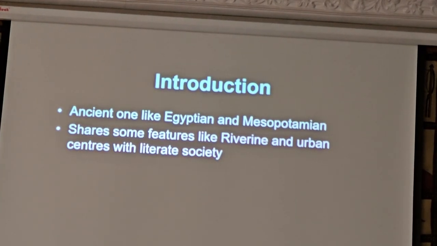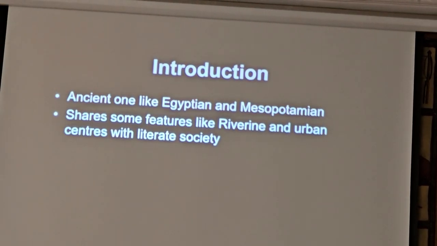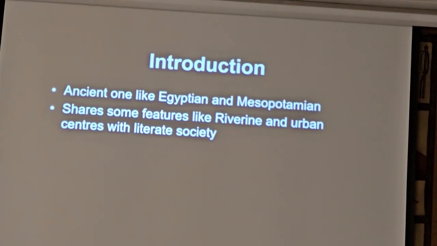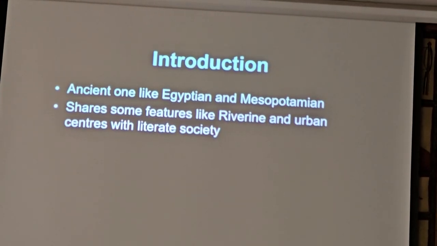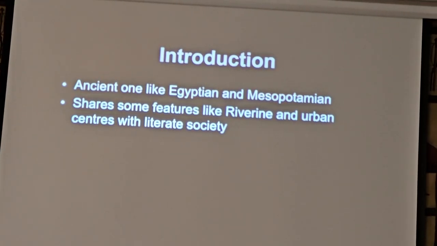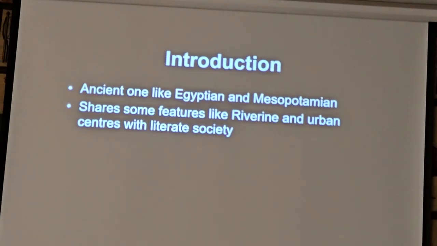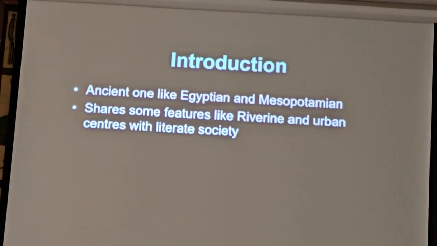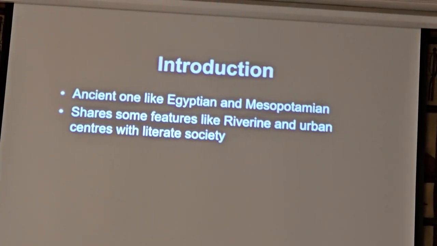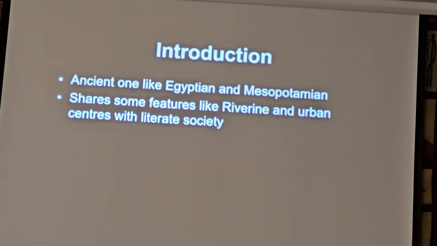There are some features which are very much common among these civilizations. One is the riverine nature, the second one is urbanism, and the third one is the literate society, because society at that time was a literate one. They were familiar with the art of writing, and different types of scripts and writings have been found from the Egyptian civilization, Mesopotamian civilization, and the Indus Valley civilization. All three civilizations of the ancient world developed cities.